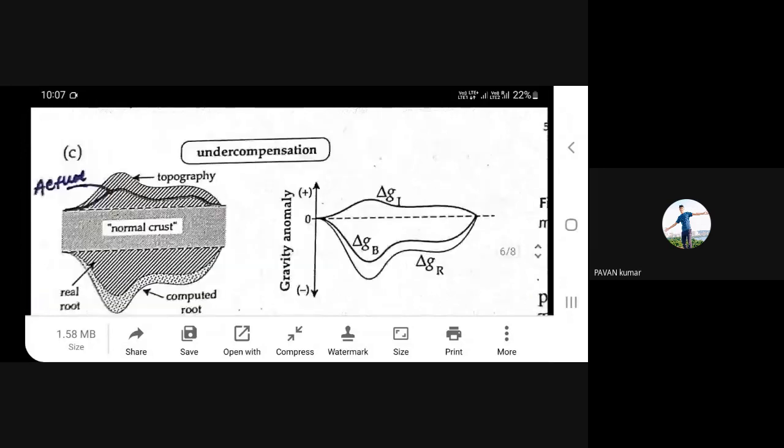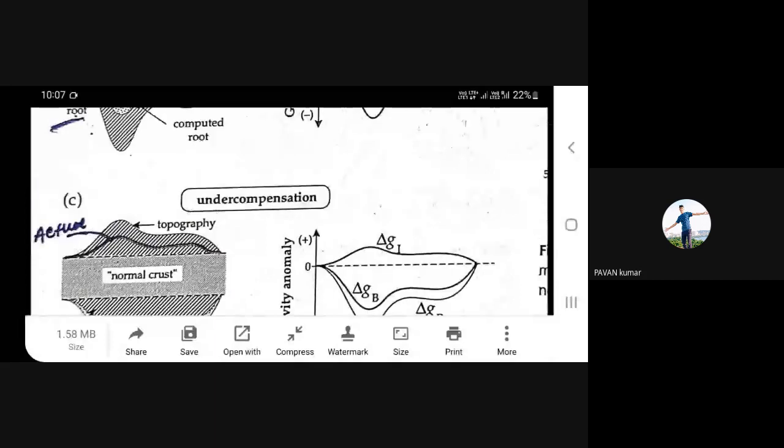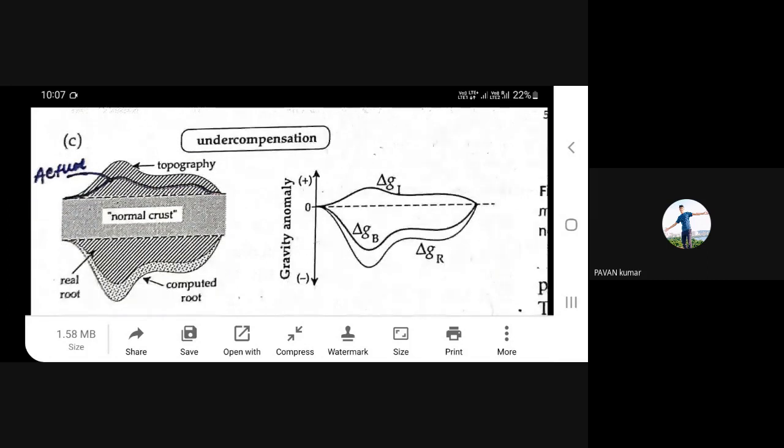But under compensation, what happened? Under compensation, the excess mass on the top is greater than the mass deficit in the root. Okay, so whatever topography is shown here is also not actual; the actual is what I have drawn there. Because of uplifting or sedimentation, this topography is generated now. At the rate at which this topography is generated by sedimentation or uplift, your root cannot be generated at a similar rate. So your real root is lower than the computed root.